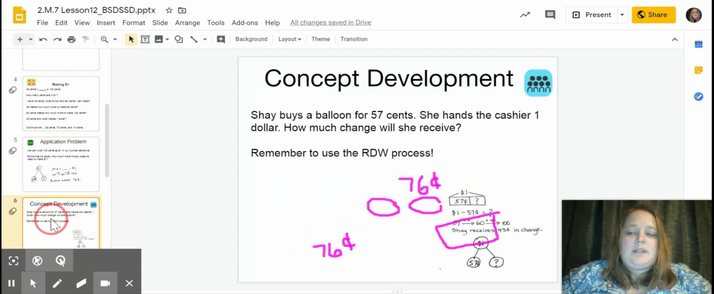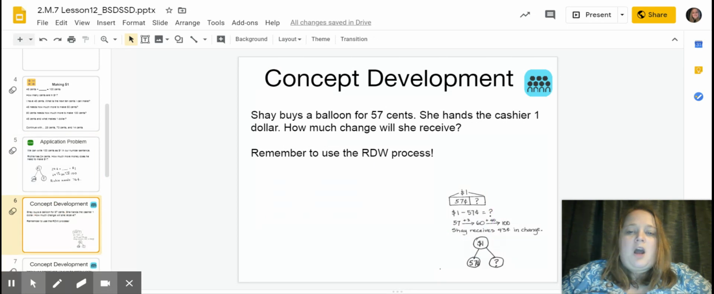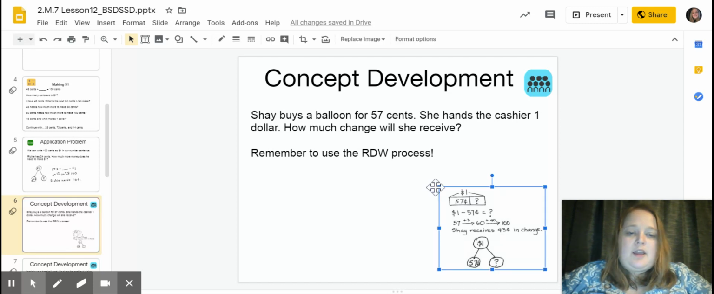So let's keep going. All right, let's look at this word problem. Shay buys a balloon for 57 cents. She hands the cashier $1. How much change will she receive? Okay, now here we're going to have a bar model to show this, okay? So I'm going to make this a little bigger so you can see.